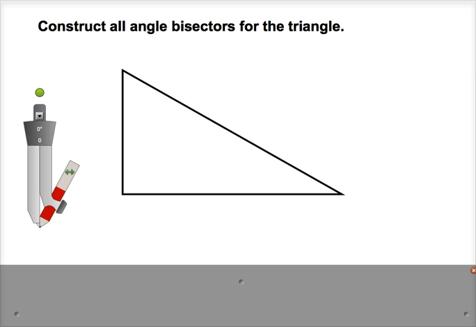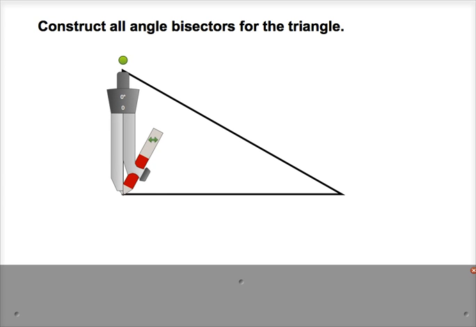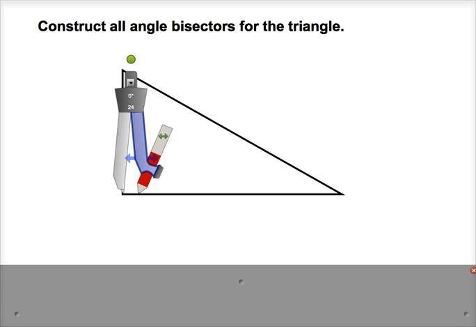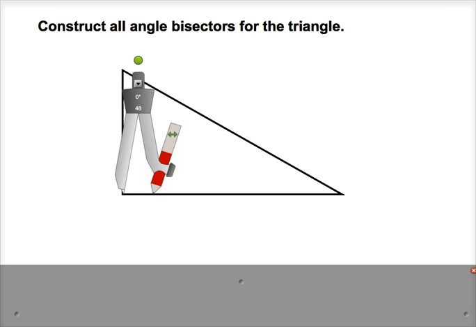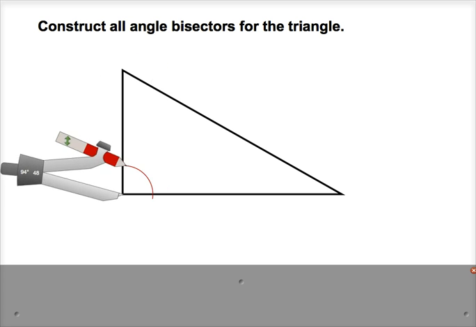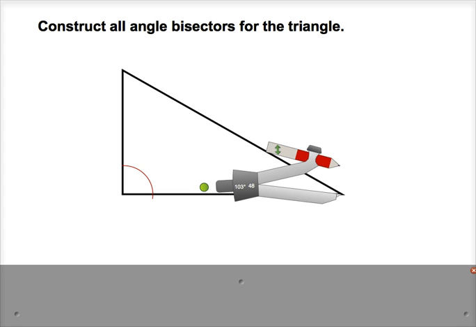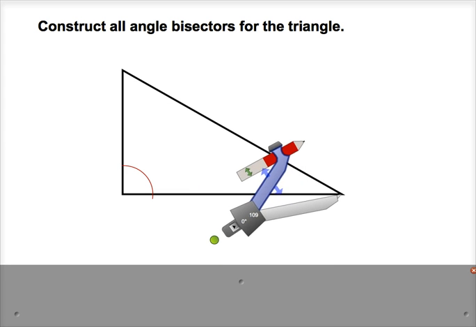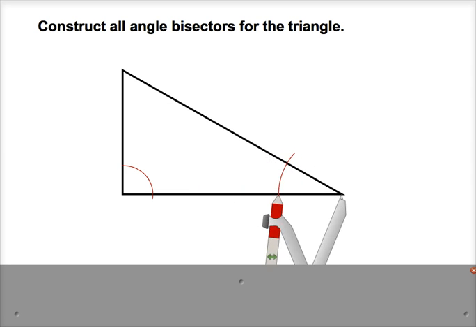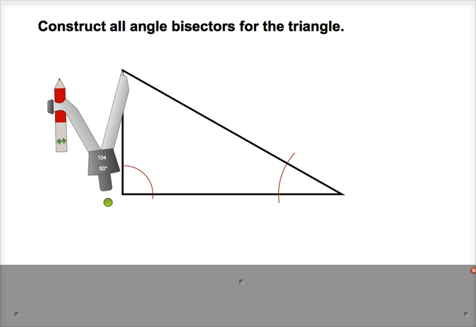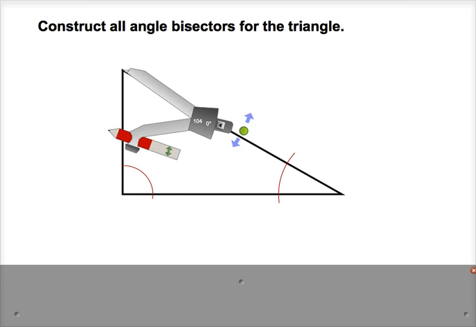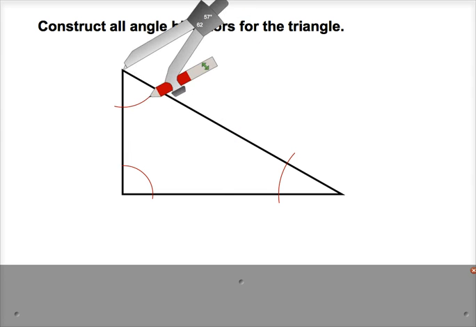Our first problem, construct all angle bisectors for the triangle. Well, I know that for constructing angle bisectors, the first thing I should do is put the point of the compass at the vertex, open up my compass, and swing an arc. And since I'm doing all of the angle bisectors, I'm just going to do all of them at the same time. So I'm going to swing an arc at the vertex for every single angle. And this one I think I'm going to open up a little bit bigger. It doesn't matter how big the arcs are, just swing an arc at every vertex.